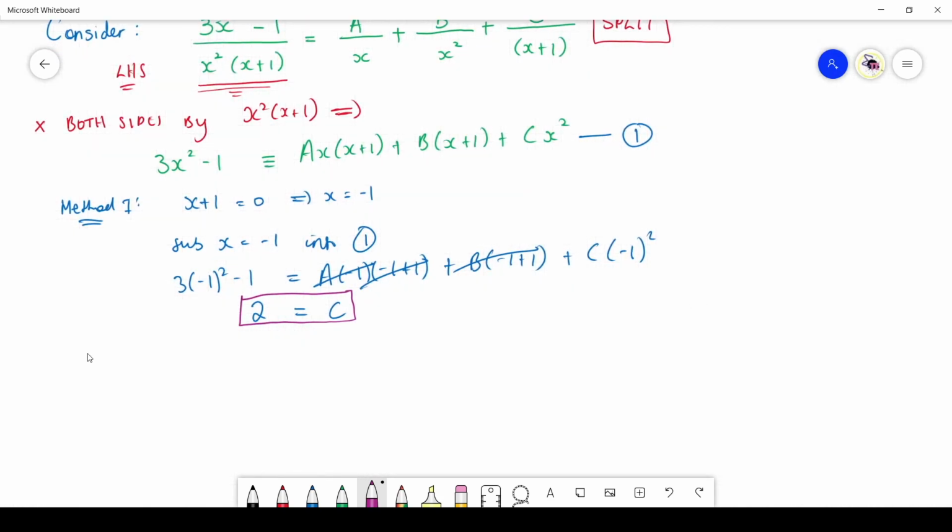Second, using method 1 as well, you can also substitute a value of x being equal to 0, because essentially we have the factor x squared. So if you wanted to set it equal to 0, you can actually use x being equal to 0, right? So another value you can try is when x has a value of 0. All right, you can substitute this into equation 1. So substitute when x is equal to 0 into equation 1.